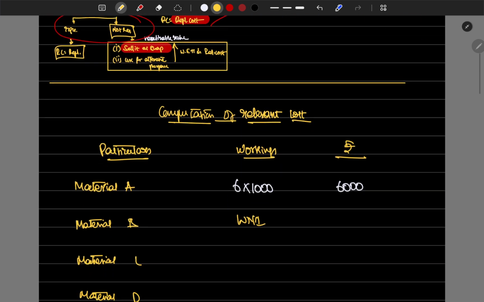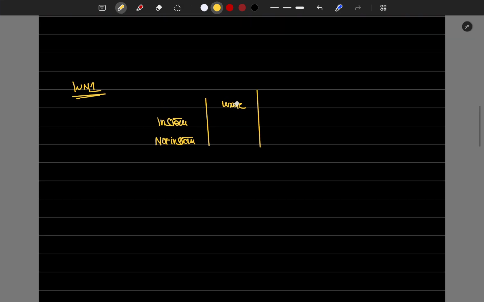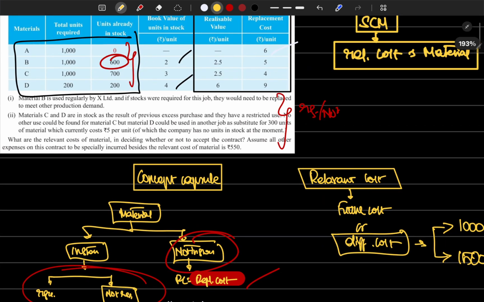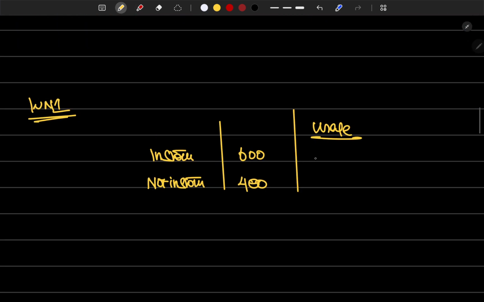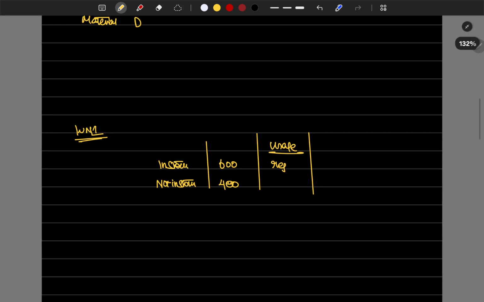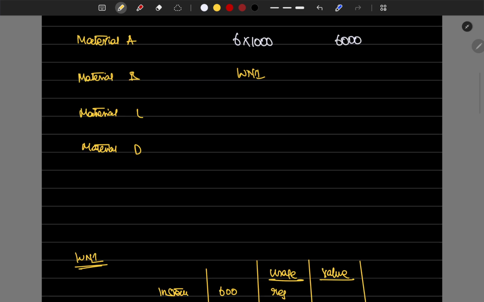Okay, how much is in stock? First thing we'll have to put is $400. Usage, we have to read the question. Material B is regularly used by X Limited. If stocks were required for this job, they would need to be replaced for other production demand. Okay, this is the regularly used product. Regular usage. Then value. Which value we have to consider if it is regular usage?